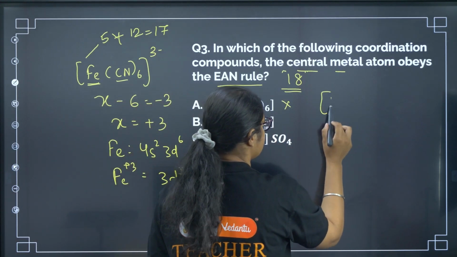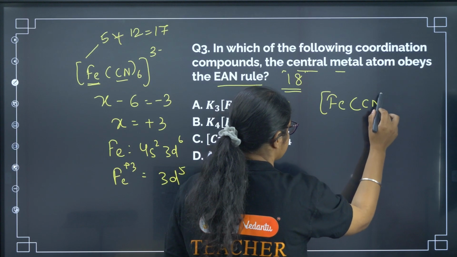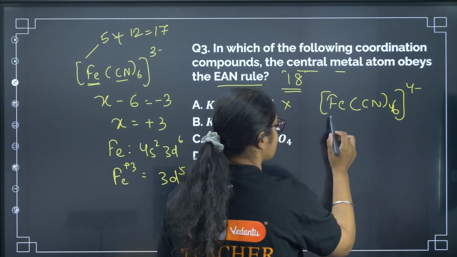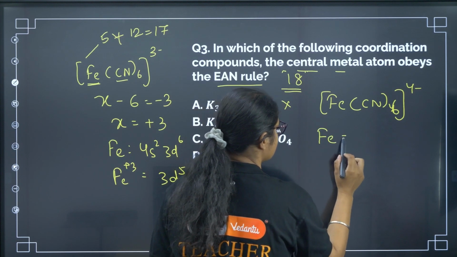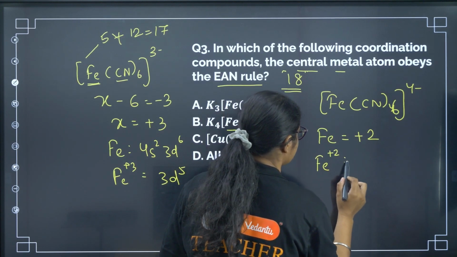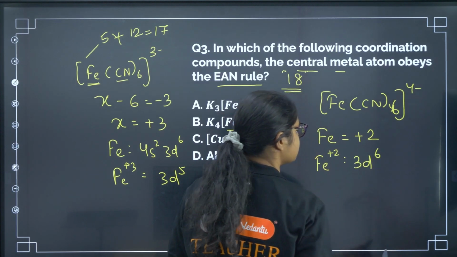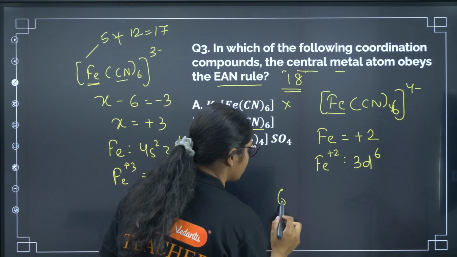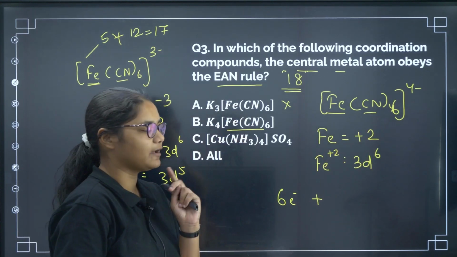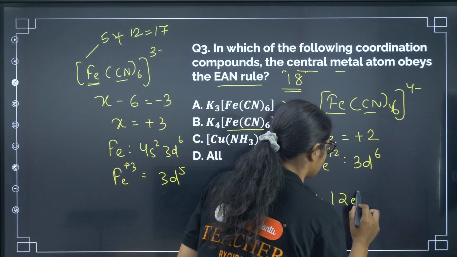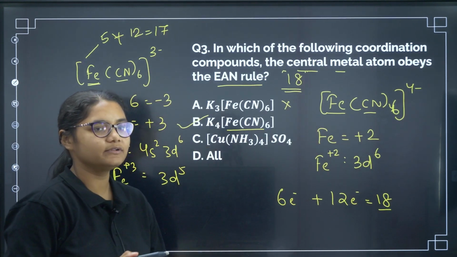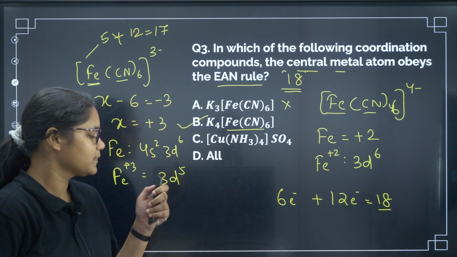Here if you see [Fe(CN)6] is in 4 minus charge. Okay. So oxidation state of Fe is +2. So electronic configuration of Fe in +2 state is 3d6. Okay. So iron has 6 electrons plus each ligand will donate 2 electrons. So 6 ligands will have 12 electrons. So total number of valence electrons here is 18. So this compound follows the EAN rule. So correct answer will be option number B.